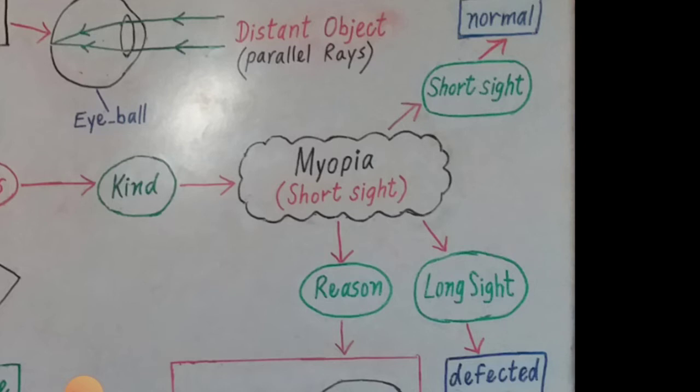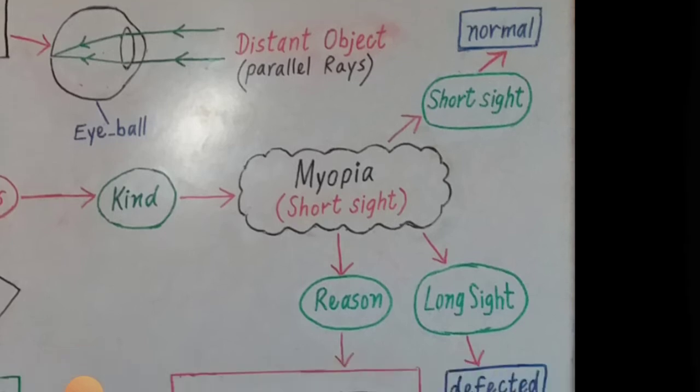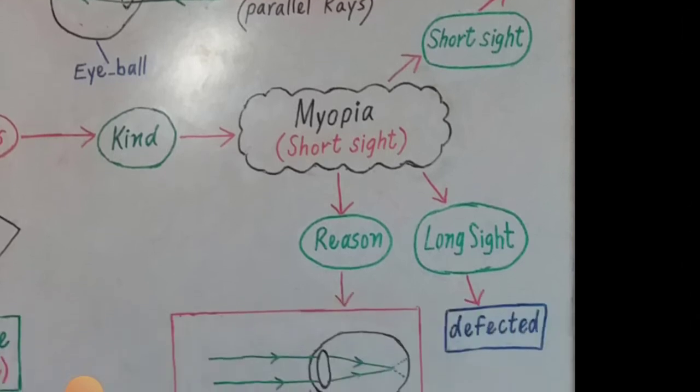The other defect is known as myopia, also called short sight. This means the person can see nearer objects well, so the short sight is normal. But the long sight is defective, meaning distant objects cannot be seen well or normally.